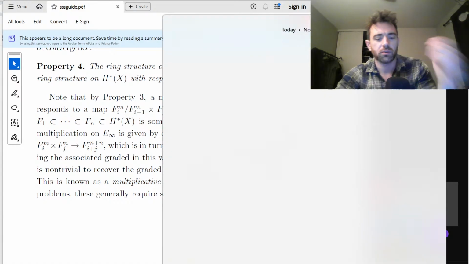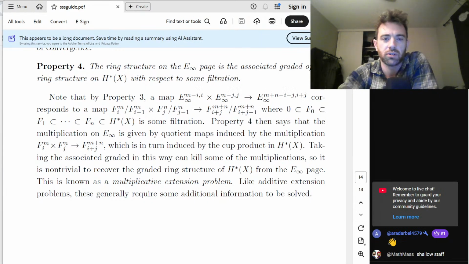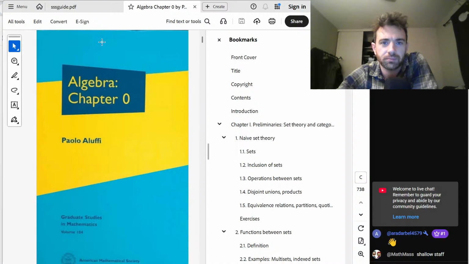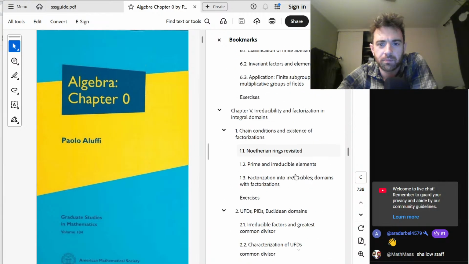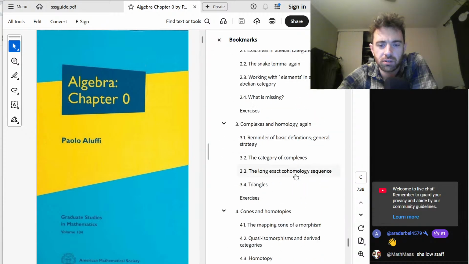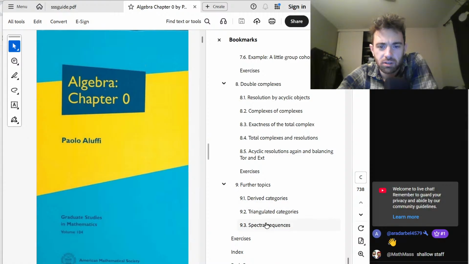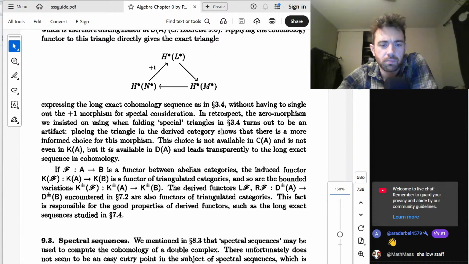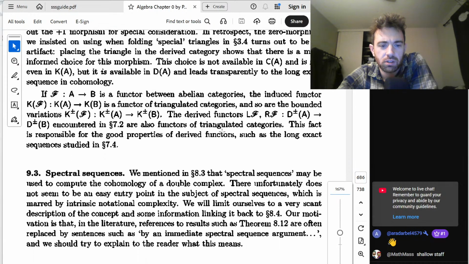Where are we off to now? Now we're gonna go to Aluffi. And we're gonna read about exact couples from Aluffi. Now that we've graduated from our first document. Spectral sequences. Boom. We mentioned in 8.3.